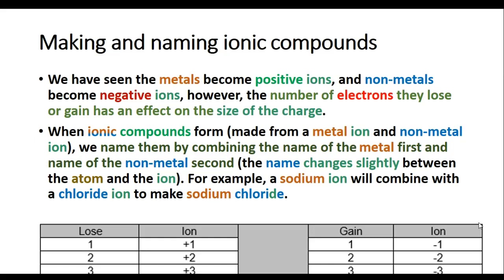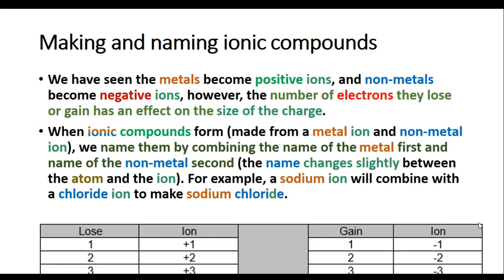We name them by combining the name of the metal first and then the non-metal second. And we just combine those two names for each of the elements together. Now, for some non-metals, the name slightly changes between the atom and the ion. So we have an example here. We've got a sodium ion that's combining with a chloride ion.